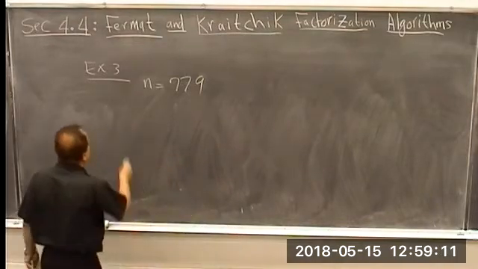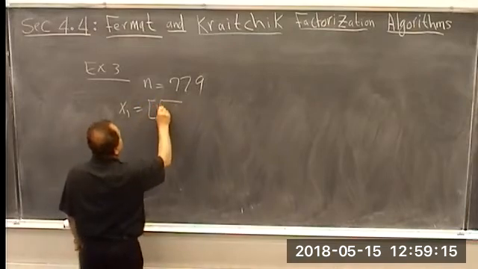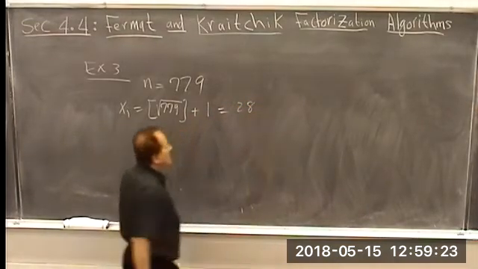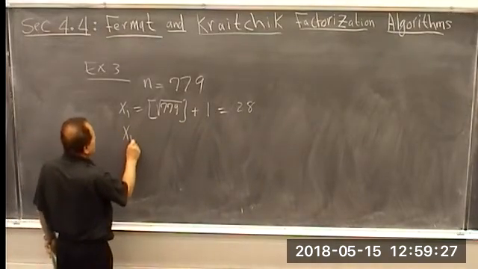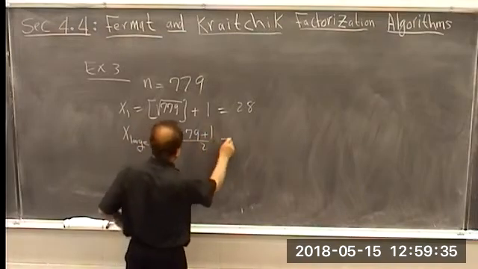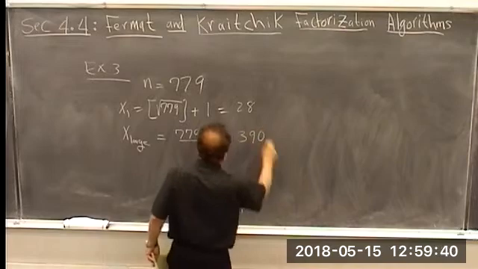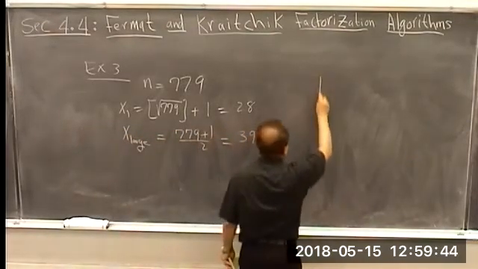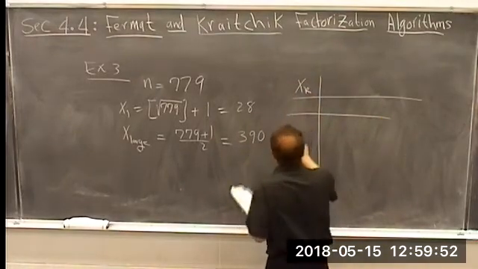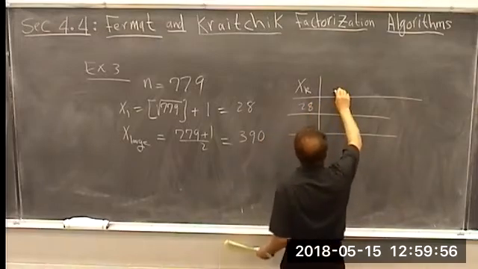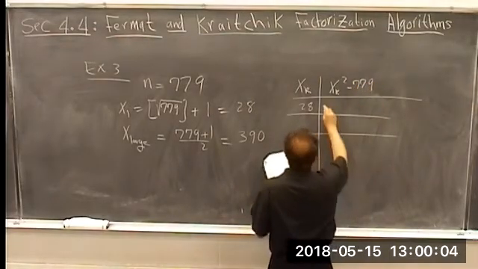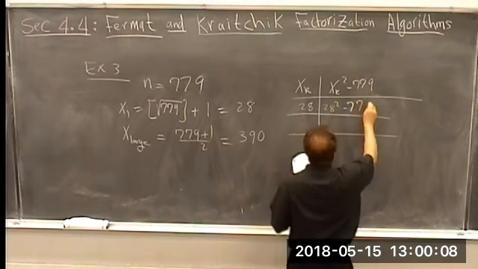And again, x1 is the square root of 779 plus 1. This is going to be 28. And the largest value, let me put it differently this time, is going to be (779 plus 1) over 2. This gives me 390. And for the table in here, it turns out after 2 steps, we get this: 28 squared minus 779, this is equal to 5.